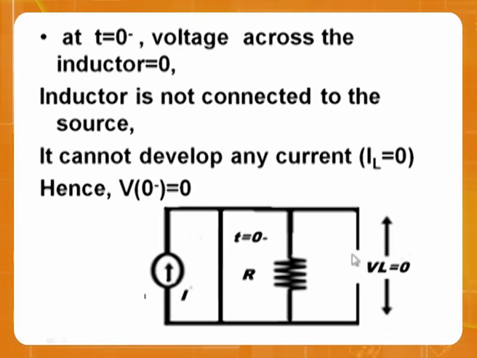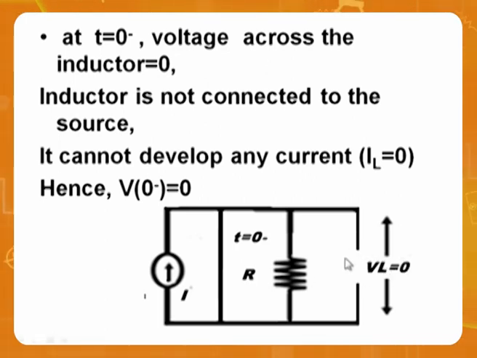That means, is this inductor connected to the source? No. Actually, it seems to be connected, but because this is a short circuit, it is not connected. Current is going here and here, nothing came there. That's why there is no current here. No current means open circuit. Then what is the voltage at the output? That is also 0. Why is the voltage 0?